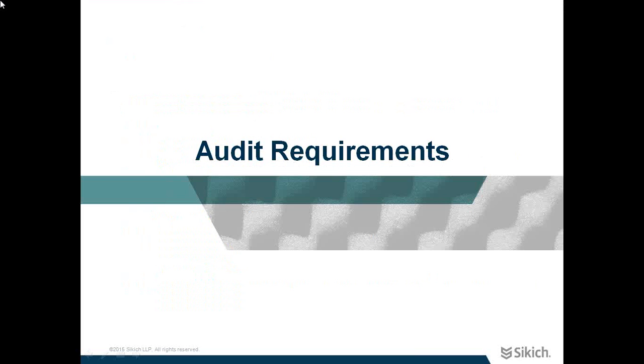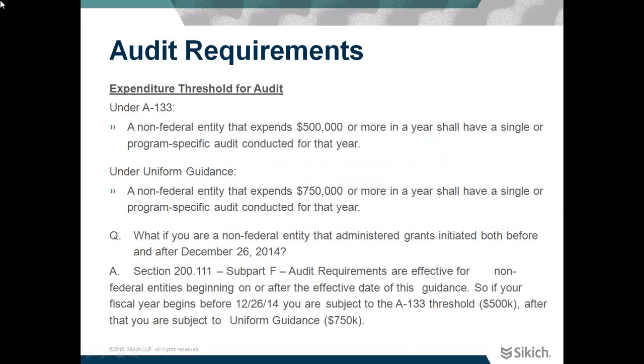And now we're going to go to audit requirements. We're moving out of cost circulars into audit requirements. The expenditure threshold for audits has changed under the new guidance. Under the old guidance, if you expended more than $500,000 in federal funds, you were subject to single audit. Under the new uniform guidance, that's now changed to $750,000.